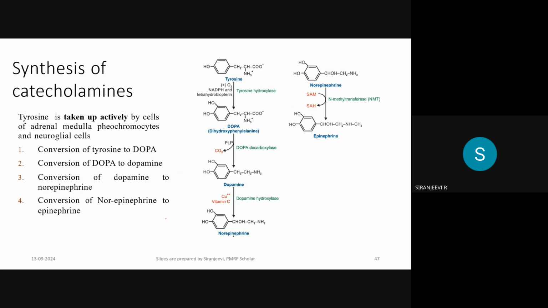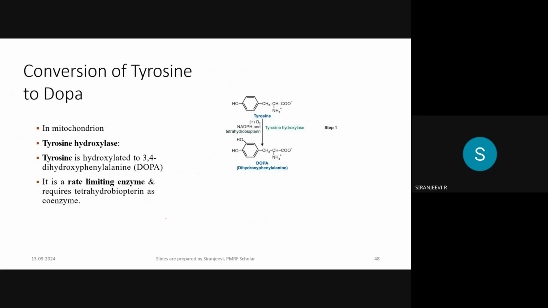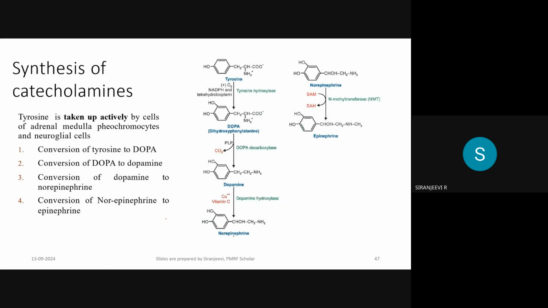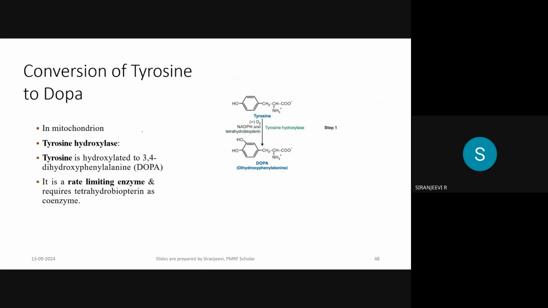This tyrosine will be converted to DOPA, that is dihydroxyphenylalanine, first. Then DOPA is converted to dopamine, and then dopamine to norepinephrine, and then norepinephrine to epinephrine. First, what happened? In the cells of pheochromocytes and the neuroglial cells, tyrosine will be converted to DOPA, that is dihydroxyphenylalanine, in the presence of tyrosine hydroxylase. And this is really an important step in tyrosine metabolism or catecholamine synthesis. This requires tetrahydrobiopterin as well as molecular oxygen and NADPH.